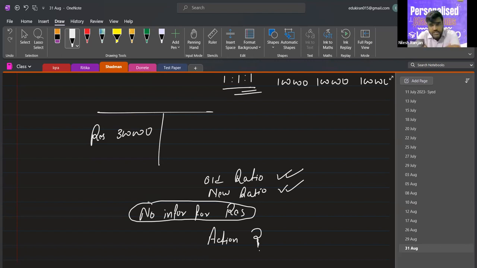Now, the second case is a little bit complicated. We will discuss it in our next class, but I am giving you the information so that you can solve these types of questions also.